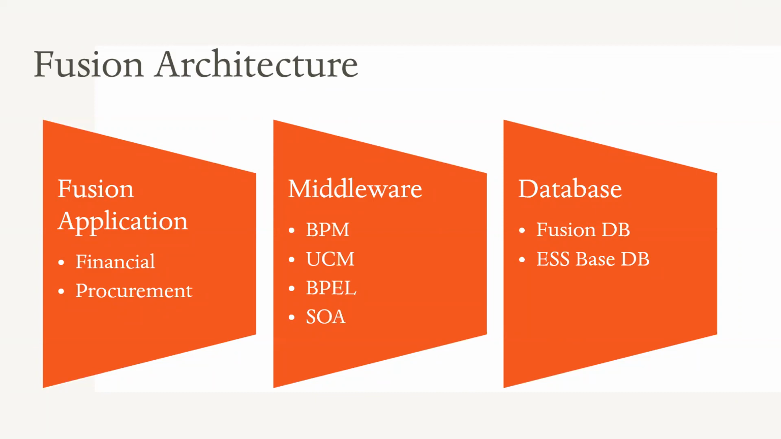And then we have middleware. For middleware, we have the BPM. What is BPM? BPM is business process management. Why do we need business process management? Basically in R12, we have AME. AME is used to configure our workflow processes. Similarly, we have BPM to configure our workflow processes. For example, for the approval, we will use BPM to configure the system to route this approval process.